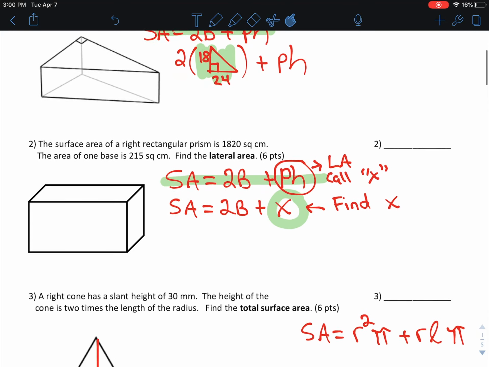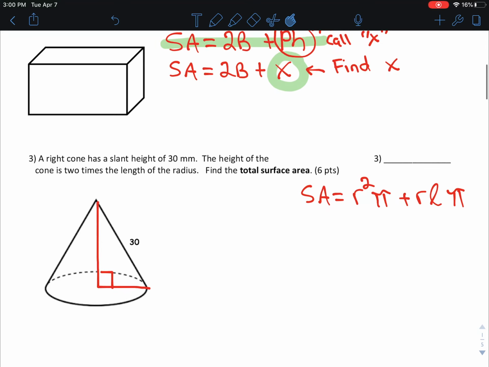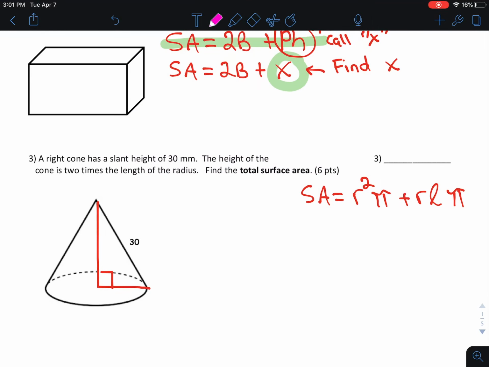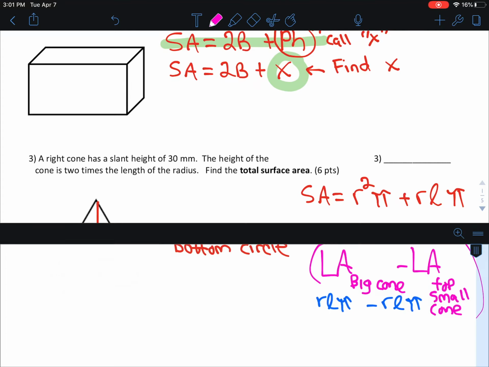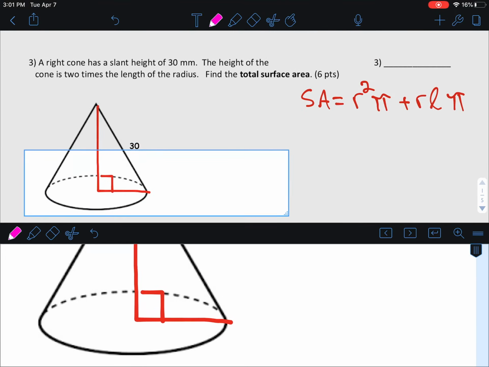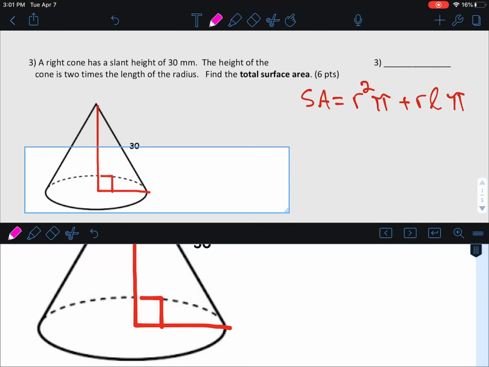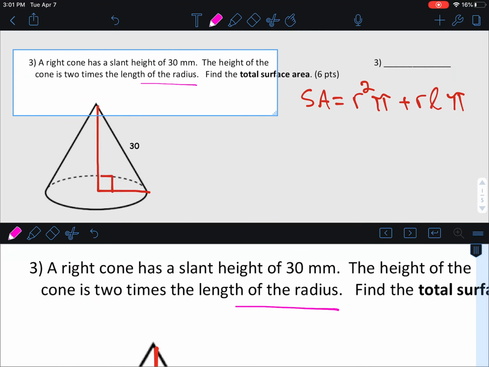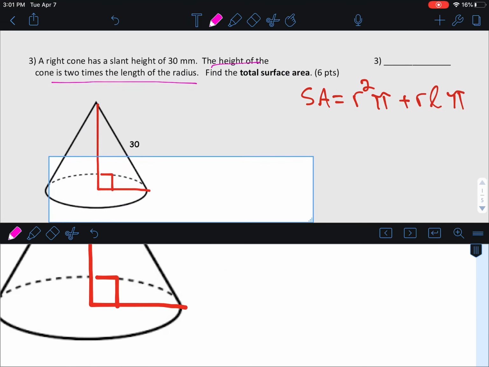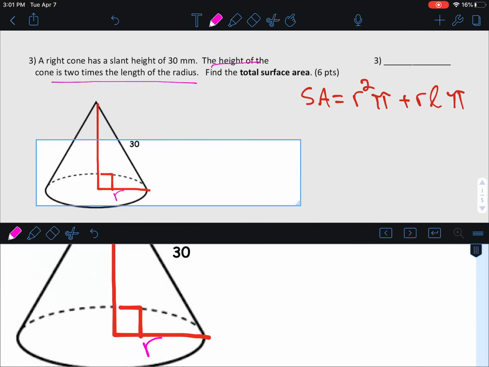Number 3. Number 3 was one that some of us got wrong, and I want to clear up how to do this one. Some of you assumed the radius to be 15. It looks like it's half of it, but that's not how you do it. This sentence right here is really important for you to understand: the height of the cone is 2 times the length of the radius. So if this is the radius, the height is going to be 2r. That's kind of the secret to this question.